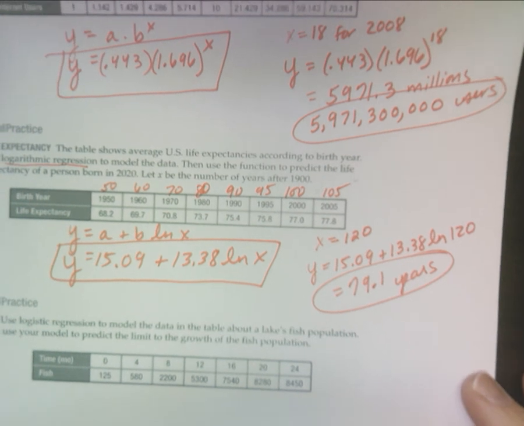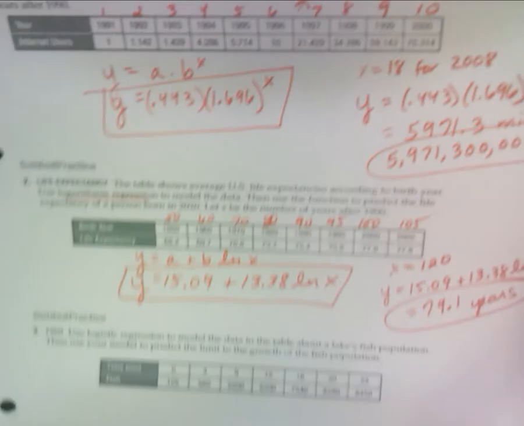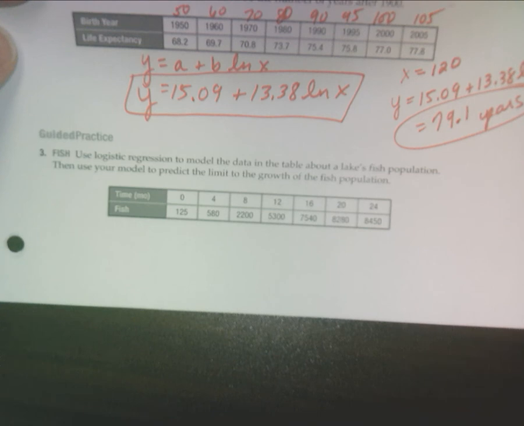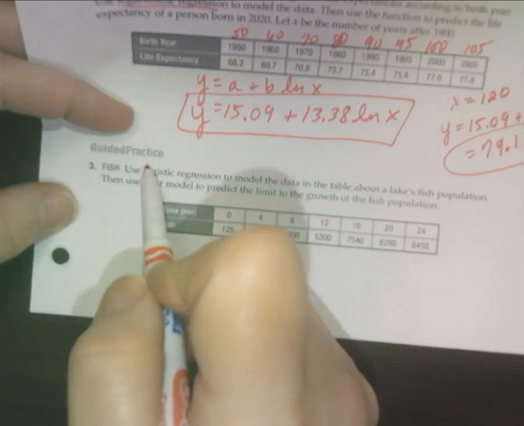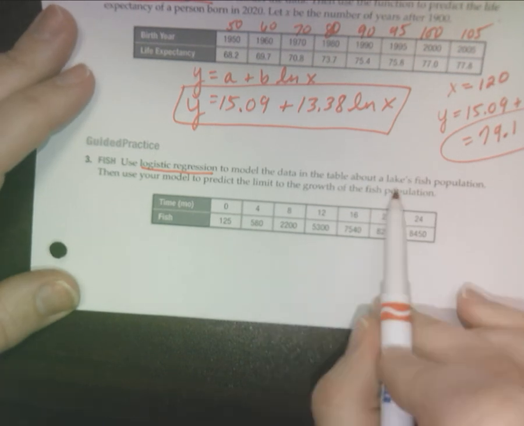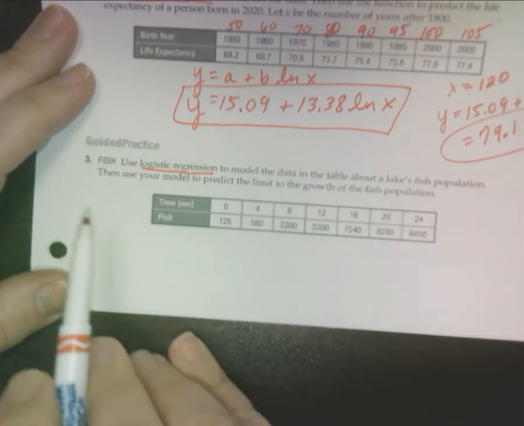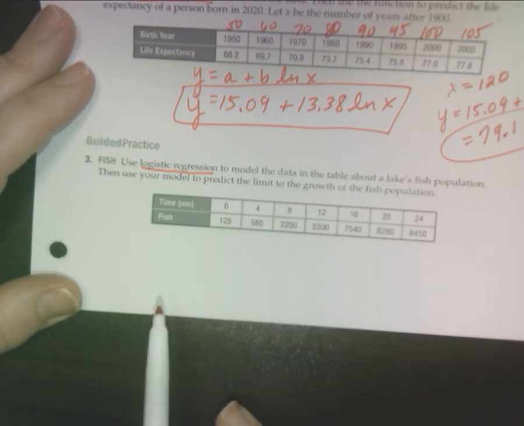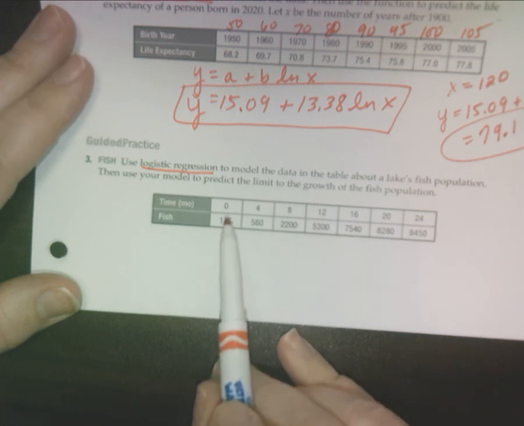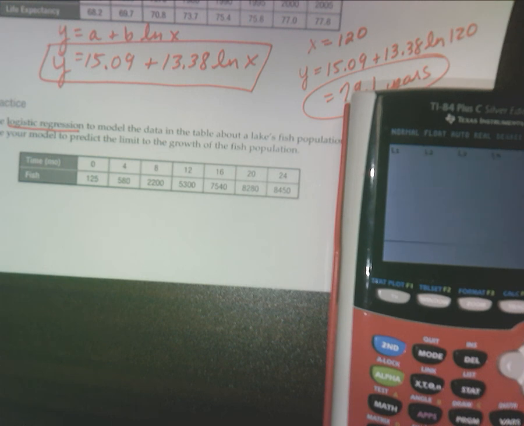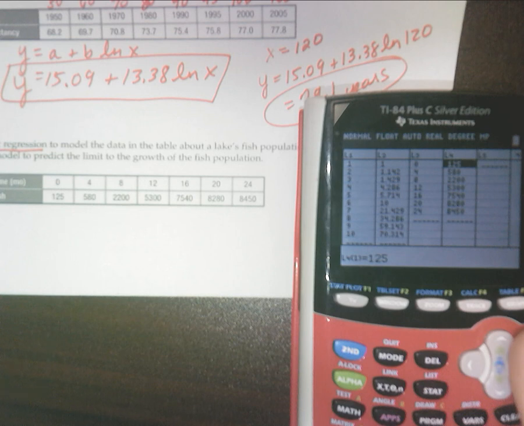Pretty easy. All right, well, last one. This is about fish, and they are using a logistic regression to model the data in the table about a lake's fish population. Use your model to predict the limit to the growth of the fish population. So again, I put this in my calculator. I actually put it in L3 and L4.